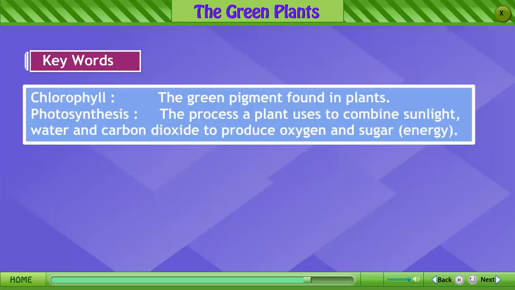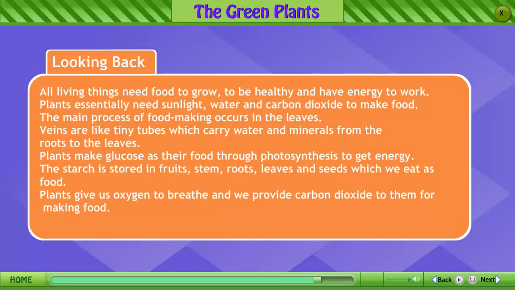Keyword: chlorophyll, the green pigment found in plants. Photosynthesis, the process a plant uses to combine sunlight, water and carbon dioxide to produce oxygen and sugar, energy.